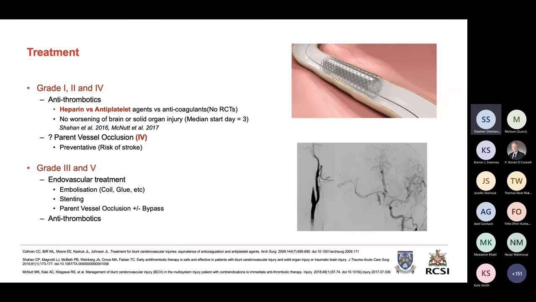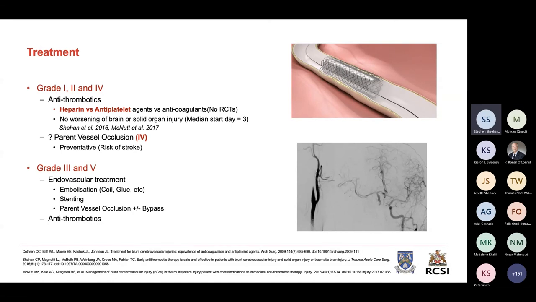For the injuries that have the risk of forming thrombus and embolus, the treatment option is antithrombotic agents. There are no RCTs to demonstrate any superiority of heparin, antiplatelets or anticoagulants. There are always concerns about anticoagulants in patients who've already had hemorrhagic brain injuries. But these two studies by Shahan and McNutt, although they were retrospective cohort studies, demonstrated no worsening of brain injury in over 300 patients who had cerebrovascular injury.